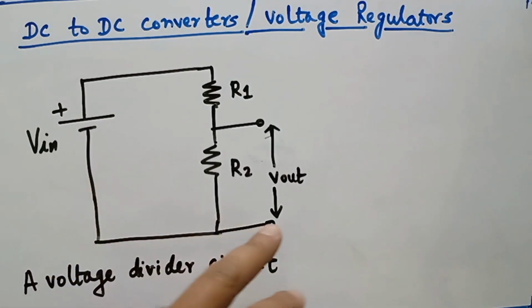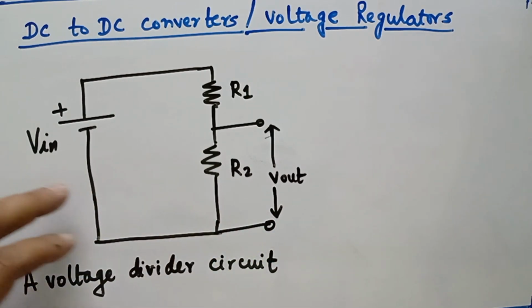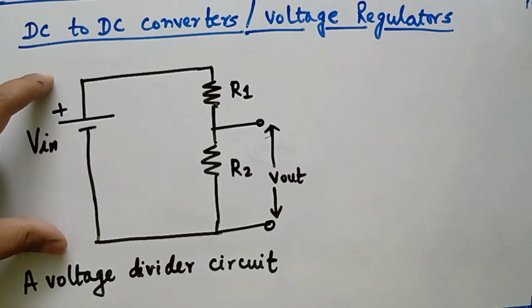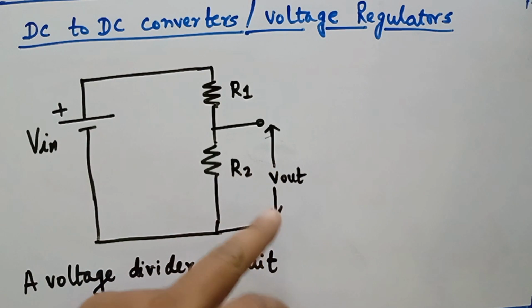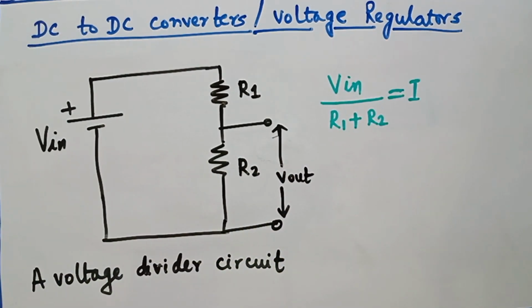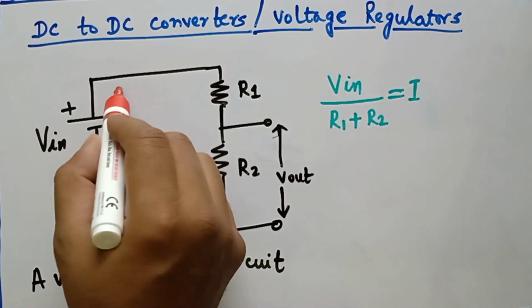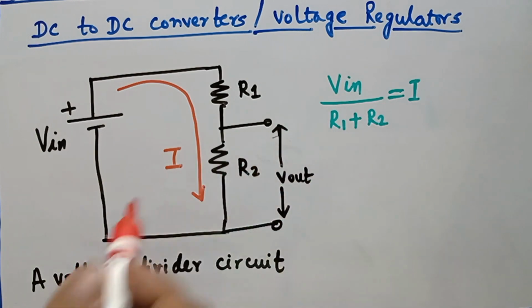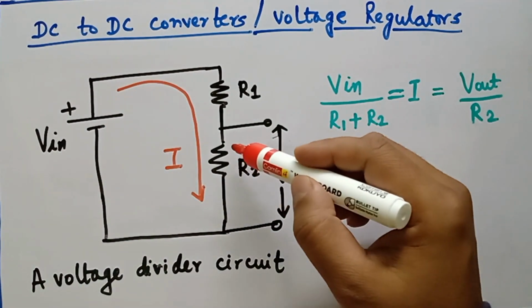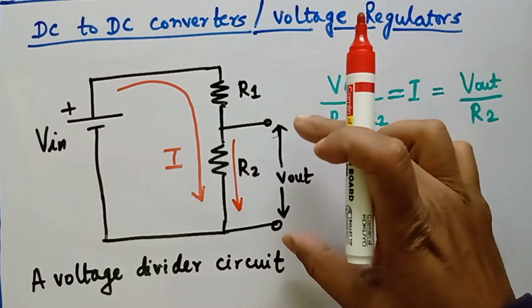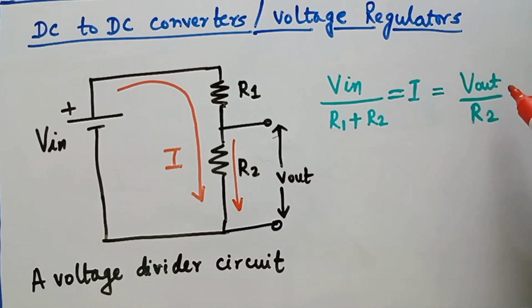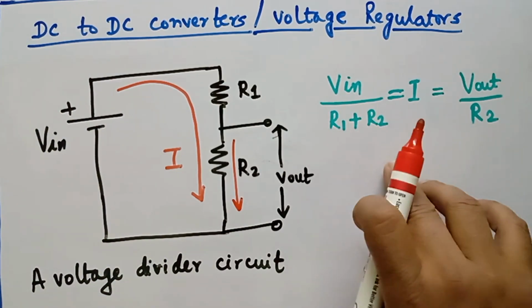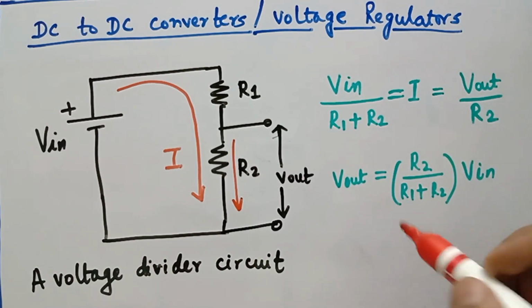When we talk of a voltage step down of a DC voltage, the first thing that comes to our mind is a voltage divider circuit. It's a simple circuit with two resistances R1 and R2 connected in series across an input supply Vin, and the voltage out is tapped across resistance R2. With simple Ohm's law, the current I that flows through this loop is Vin divided by R1 plus R2, right? And the same current flows through R2 as well. And the drop across R2 is Vout. So with the same Ohm's law, Vout by R2 is the same current which flows through this whole loop. And these two are the same parameters. Now equating this, we can calculate the value of Vout.